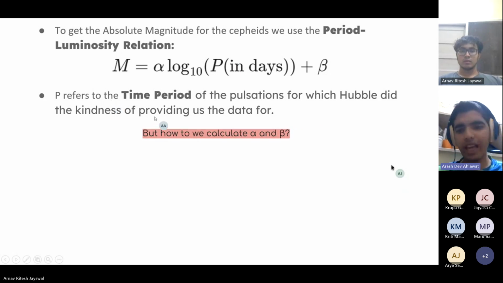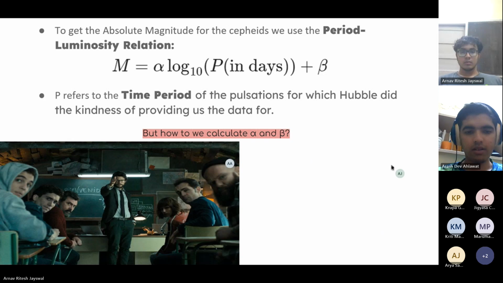So how do we calculate alpha and beta? I'm sure most of you are familiar with this. We did a lot of linear regression last year. So linear regression will be used here. But how do we get the data for the time period is the question. We know how to measure the apparent magnitude. We'll see who helps us to measure that. So how do we calculate alpha and beta?